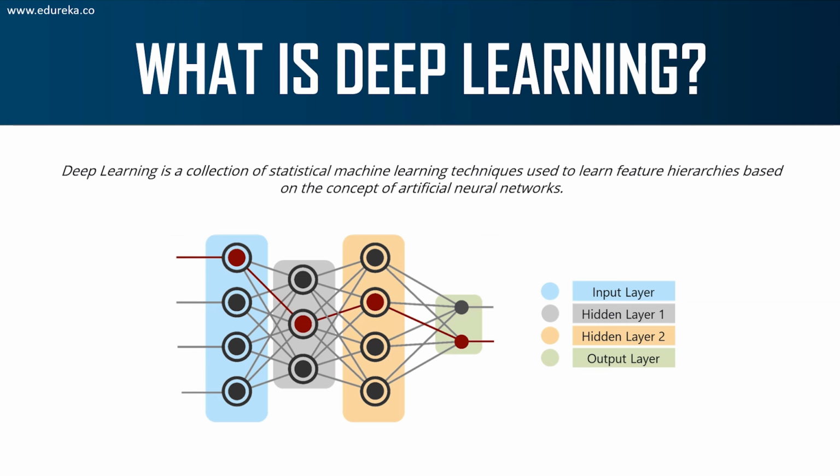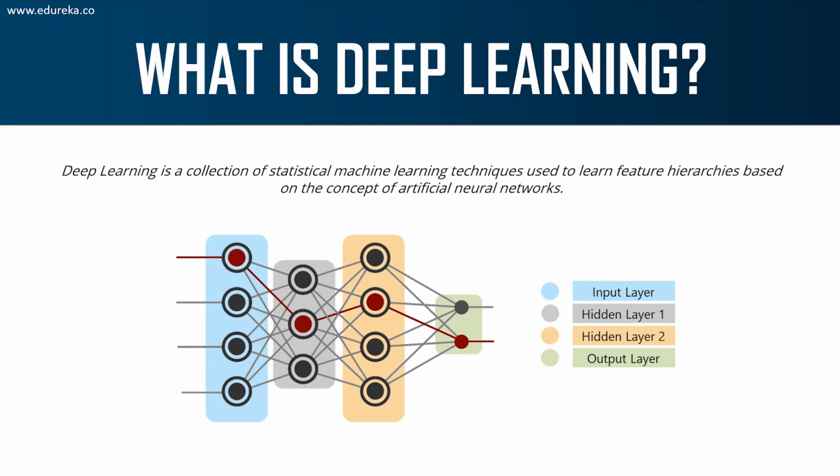A deep neural network will have three layers. There's something known as the input layer, followed by the hidden layers, and then we have the output layer. The input layer is basically the first layer, and it receives all the inputs. So all the inputs are fed into this input layer. The last layer is obviously the output layer. This layer will provide your desired output.